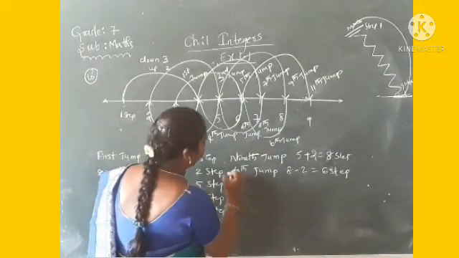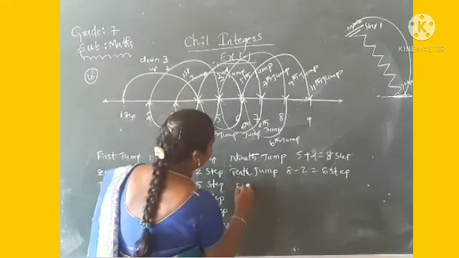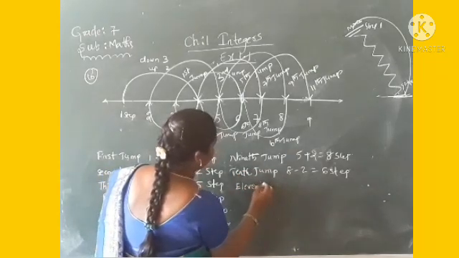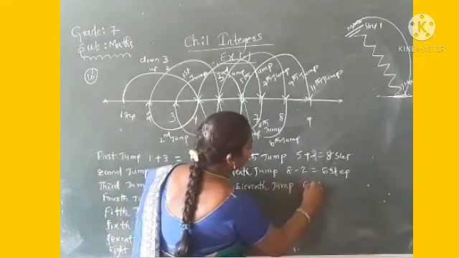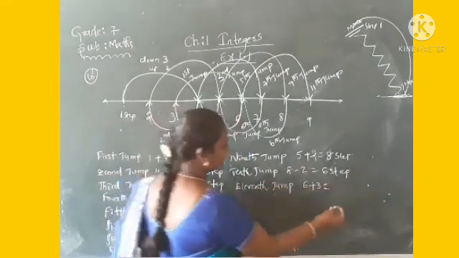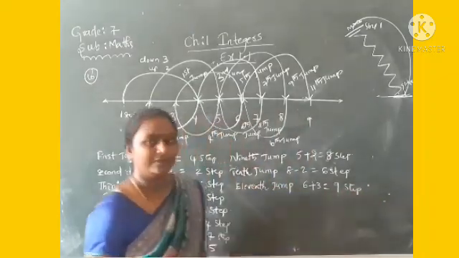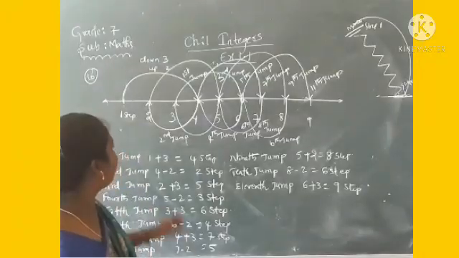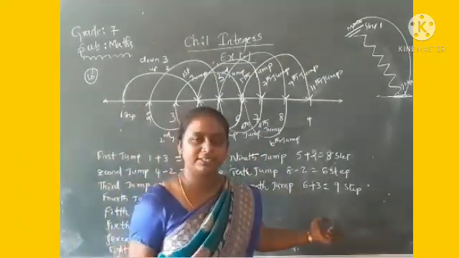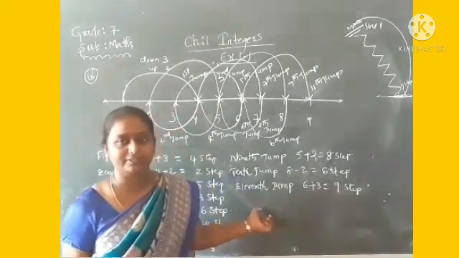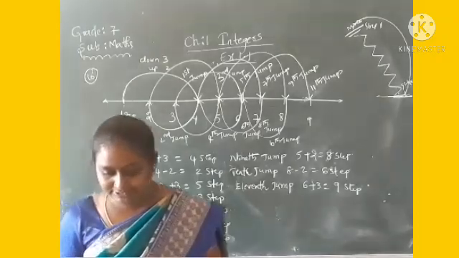Now the 11th jump, that is step 6 plus 3 steps down, the 9th step. Okay, like this. After 11 jumps, the monkey will reach the level of water at step 9. Okay, right? And then come to the second question. What is that?